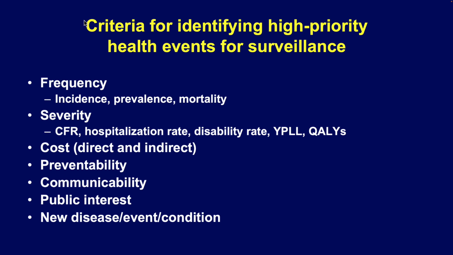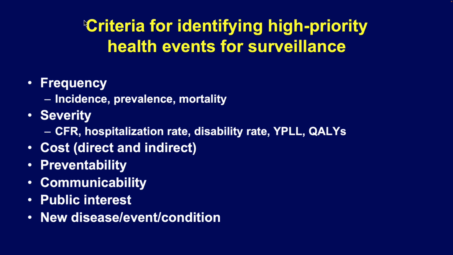Another consideration relates to the severity of the condition, so things like the case fatality rate for the health event or the hospitalization rate. And if it's a cause of disability, then it may be important to examine some of the burden of disease metrics that we discussed in week 1 of the course, such as disability-adjusted life years or years of life lost and quality-adjusted life years. It's also important to consider the direct and indirect costs. That is, the cost of the healthcare systems, the cost to society, or both.